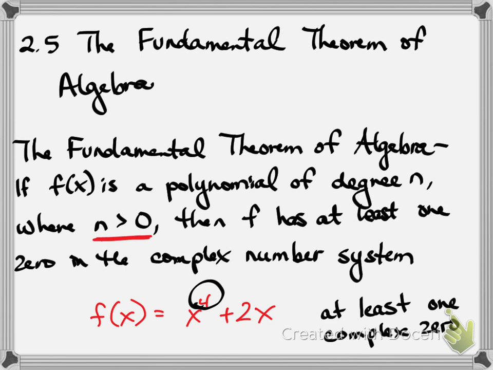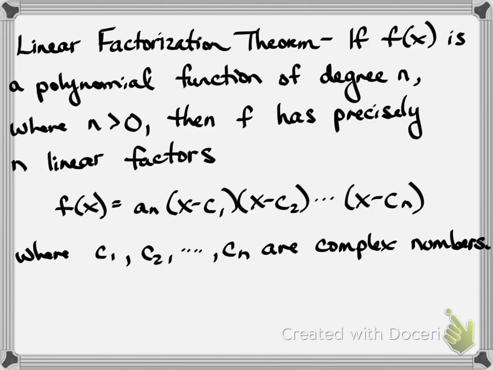But you remember how we could write any number as a complex number? Even 8 could be a complex number because it would be 8 plus 0i. So it's not the most amazing theorem in the world, but I needed to show it to you. Next is the linear factorization theorem. If f of x is a polynomial function of degree n, again, n's greater than 0, this one is nice.